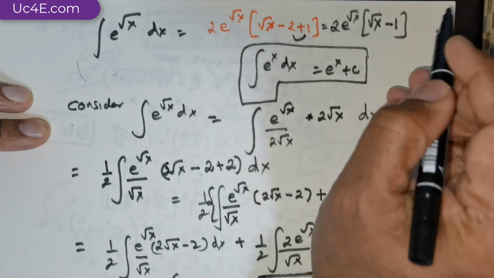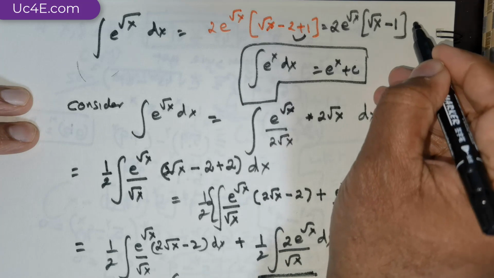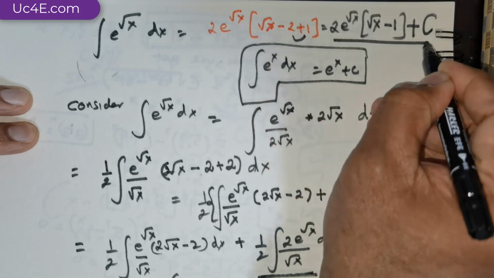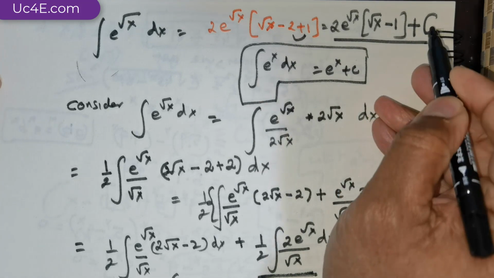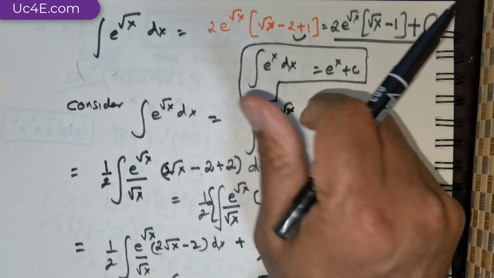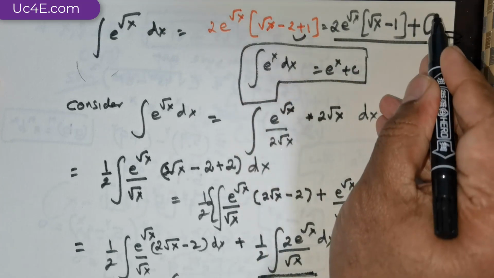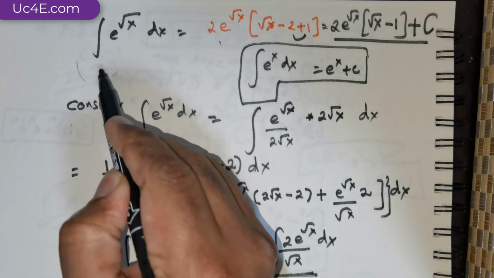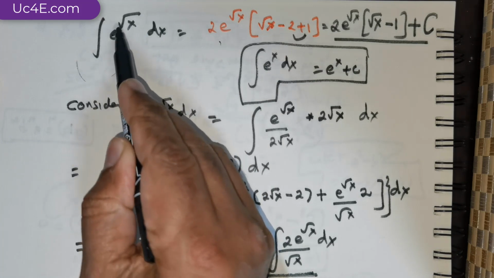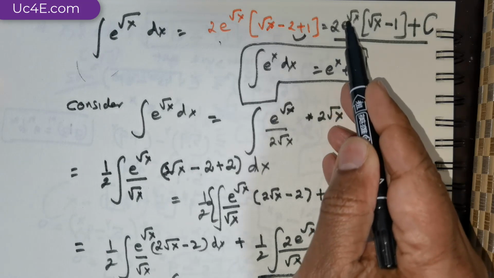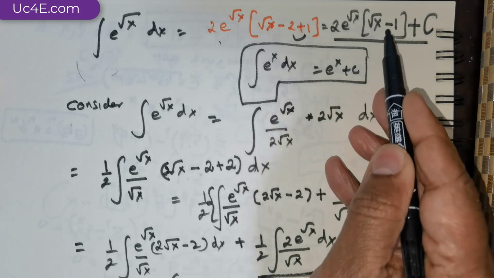Now this is the solution, but since we are dealing with indefinite integrals, we will have to add the arbitrary constant c. If you don't add this arbitrary constant c and place this alone as the solution, then it's incorrect. So you've got to place this arbitrary constant c. So that is the solution for this quantity, the integral of e raised to the power root of x times dx, which has given us 2 times e raised to the power root of x times root of x minus 1 plus arbitrary constant c.